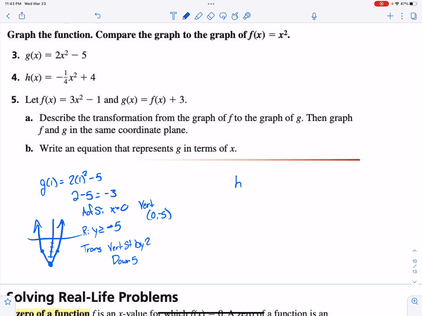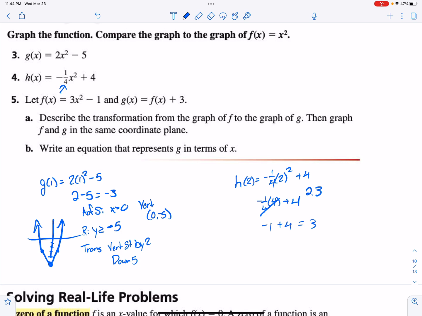So h of x, now instead of plugging in 1 this time, because my denominator is 4, I'm actually going to plug in 2 when I go to plug in a value. So that'll help me find a nice easy number that comes out of it. So at -1/4, I'm going to plug in 2, because when I square 2, I end up getting 4. So I have -1/4 times 4 plus 4. -1/4 times 4 is just -1, plus 4 is equal to 3. So when I plug in 2, I get 3 out.